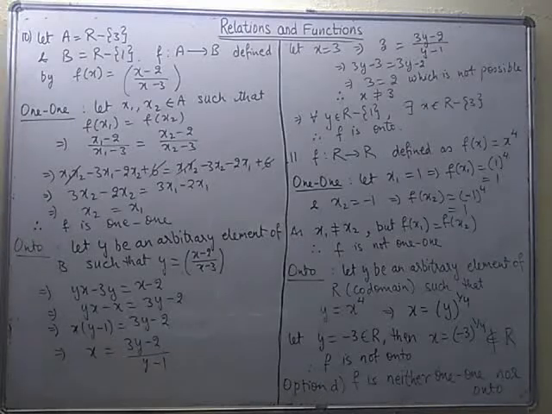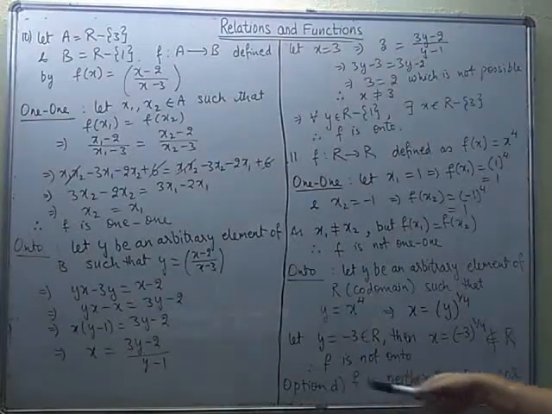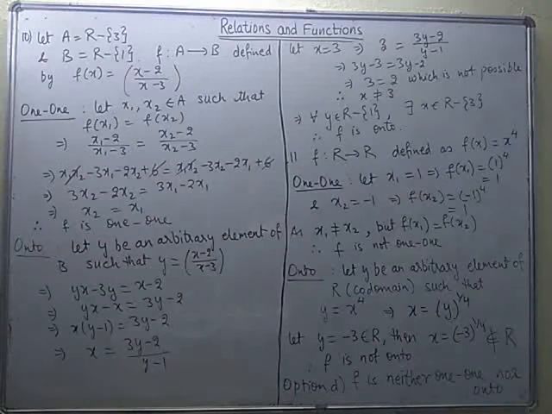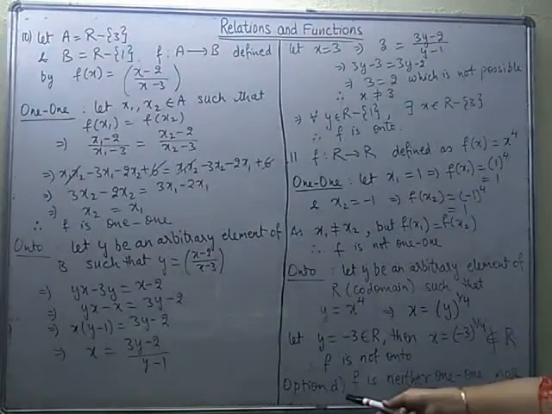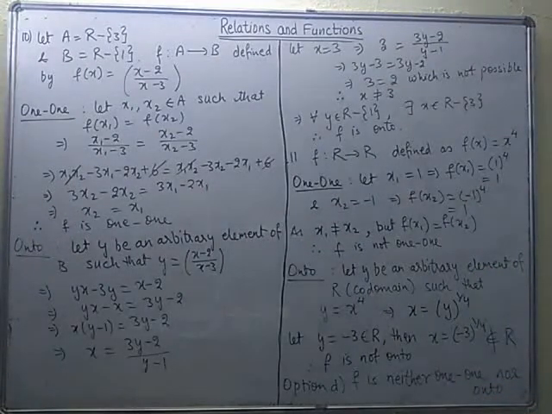So there are many real values of y which are not images of any real number in the domain. So f is not an onto function. It is neither one-one nor onto. So the fourth option is the correct option for it.